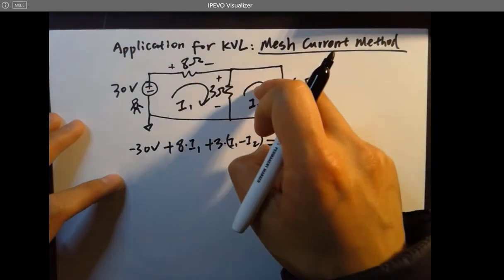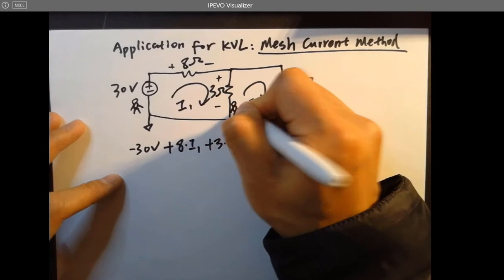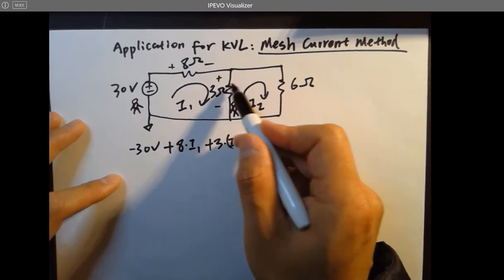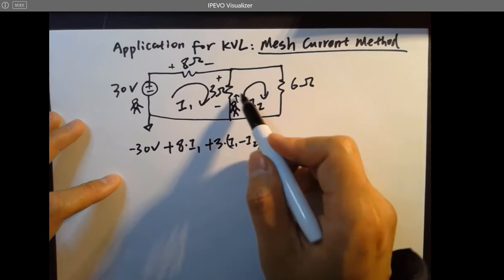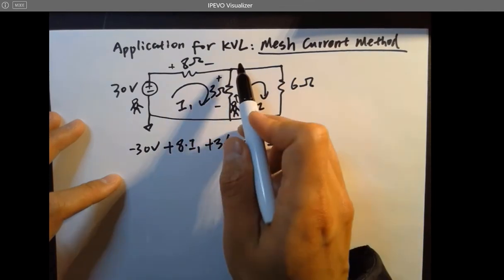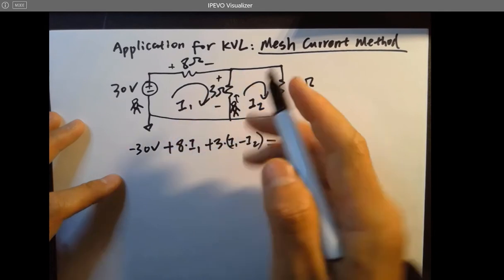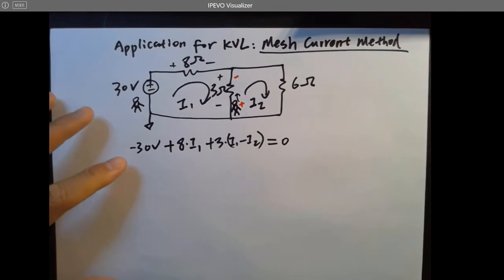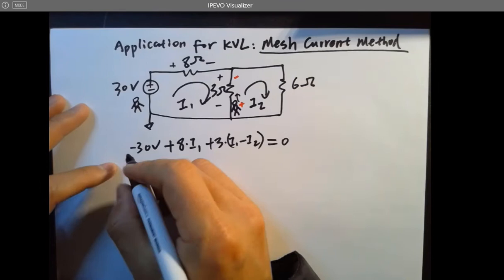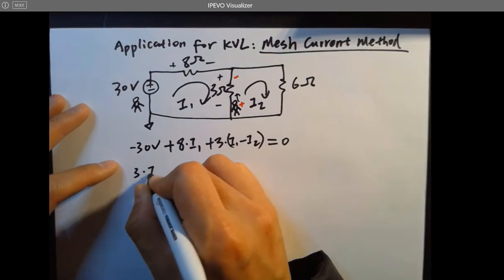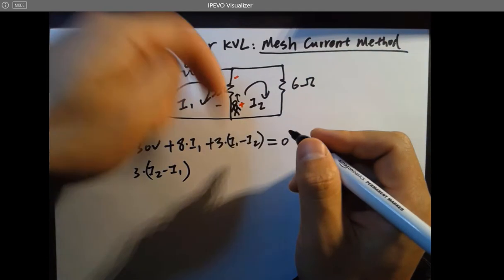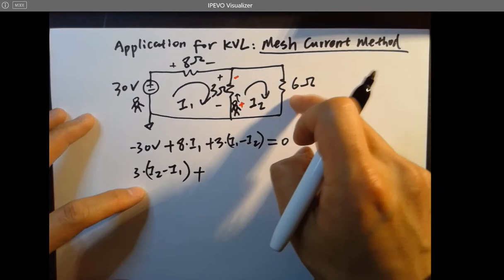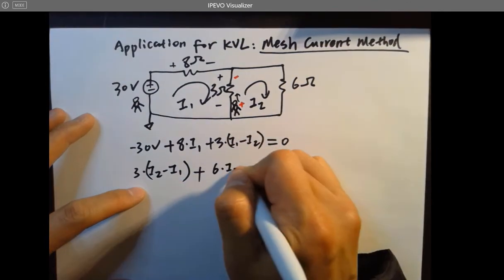Okay, now let's try the second mesh. If a person starts walking from here in the second mesh, going up, the first resistor this person is going to see will be the 3 ohm resistor. Since we are treating I2 as going up, I2 is positive, so we need to use I2 as a positive current. So it's going to be 3 ohms times I2 minus I1, because I1 is going down and I2 is going up. And plus this one: there's no I1, only I2, so just plus 6 times I2 equals 0.